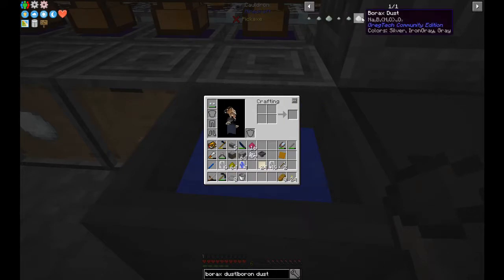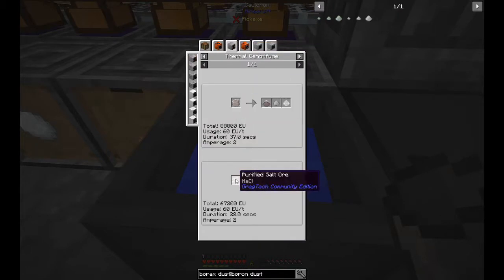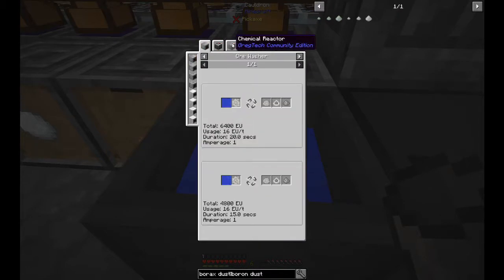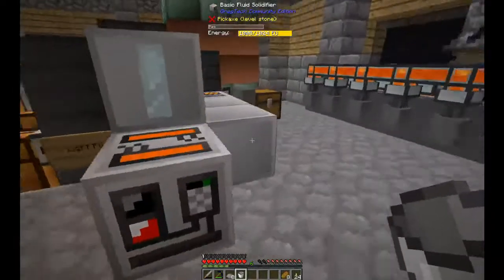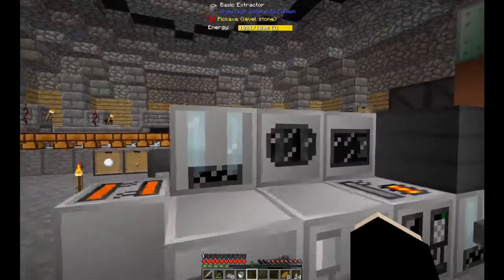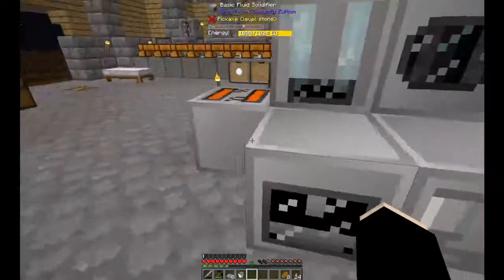Centrifuge salt ore. No. Okay. Purified salt ore from the ore washer. From crushed salt ore. Okay. Did I make an ore washer? I did make a centrifuge. That is good.